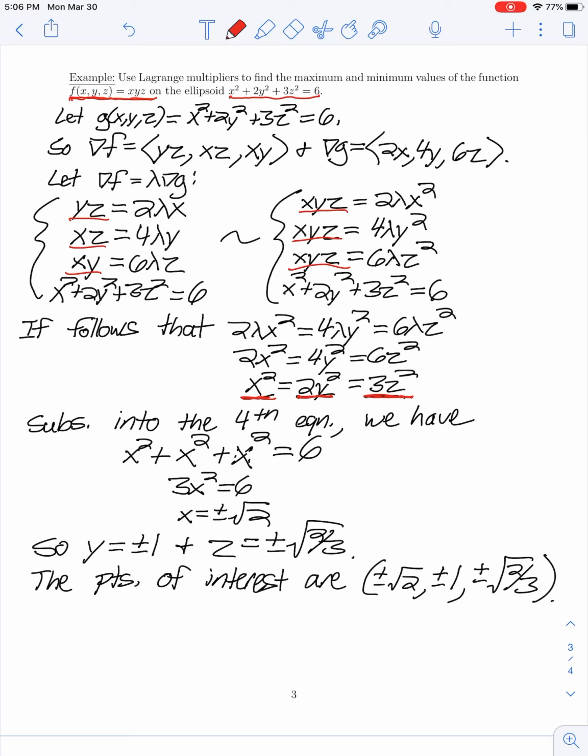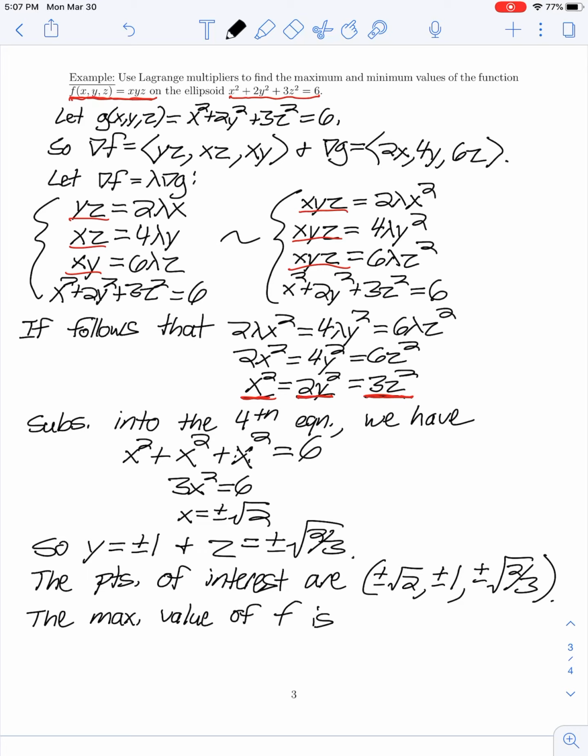Now we see for any of these points of interest, x, y, and z have the same magnitude, but might be positives or negatives of one another. So in order to get the largest value of our function f, we could take the positive product of x, y, and z, and to get the smallest value for the product of x, y, and z, we could take the negative of the product of these x, y, and z coordinates.